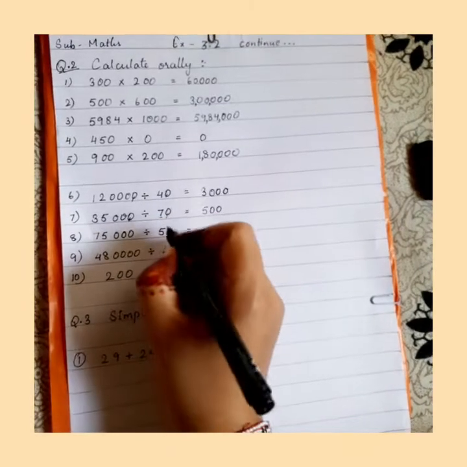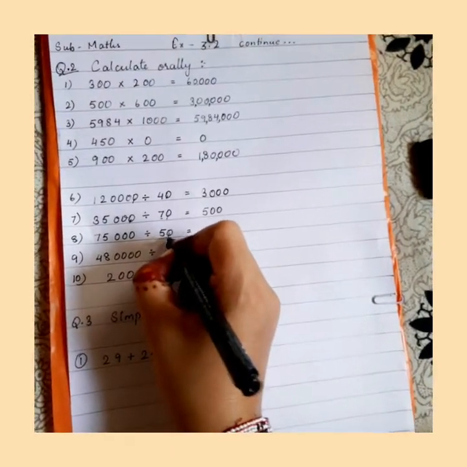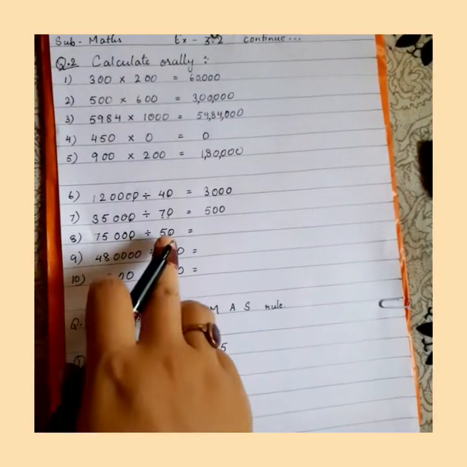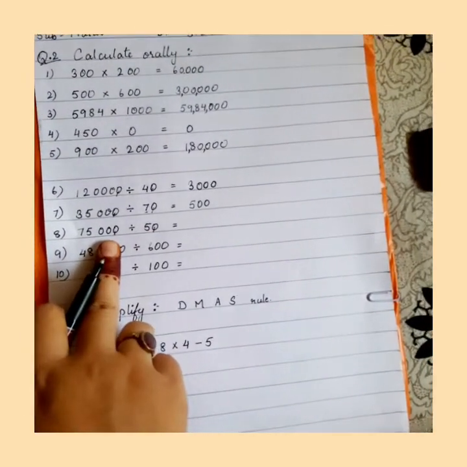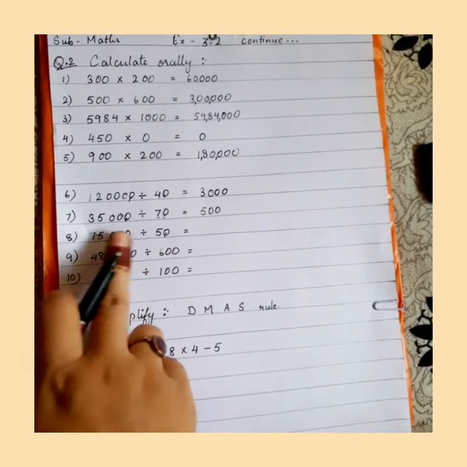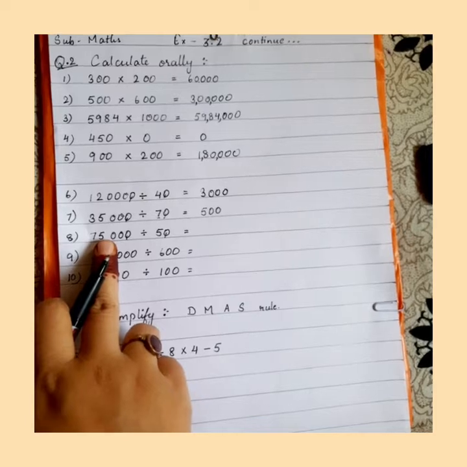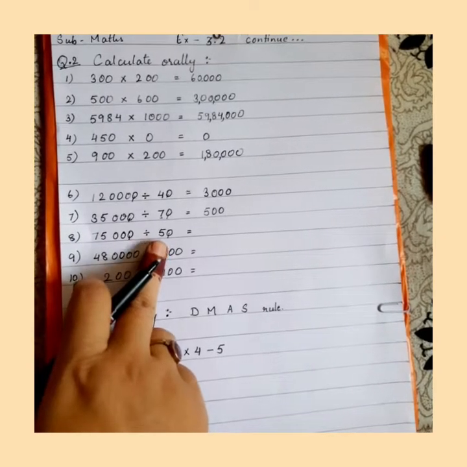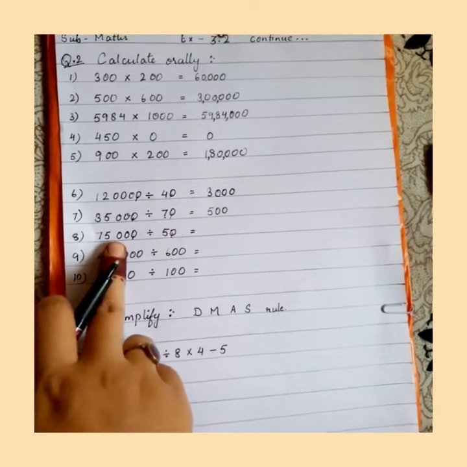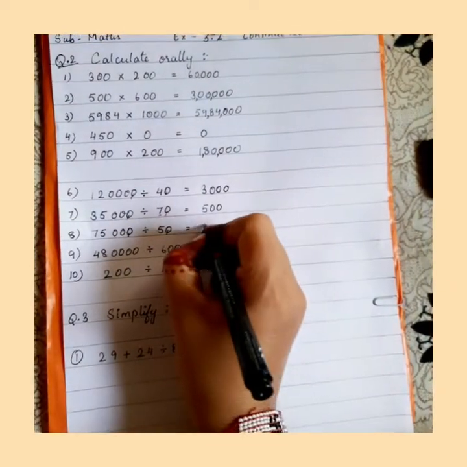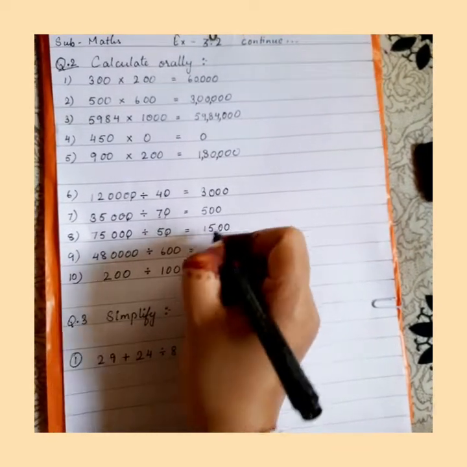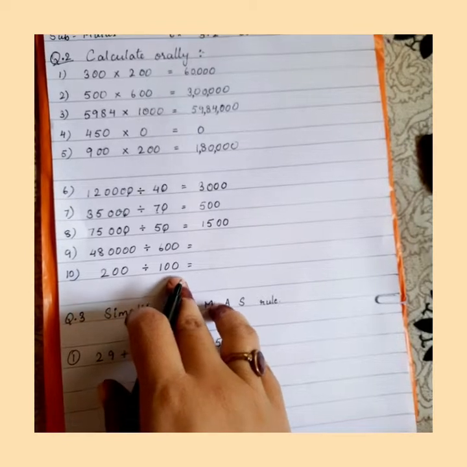Another one, 50 is the divisor and 75,000 is my dividend. So 0 to 0 cancel and 5 stays. If I read it 15 times, or you can go in the reverse order also, 15 5s are 75 or 5 15s are 75. So my quotient is 15 and 2 zeros are copied. So 1500 is my answer.